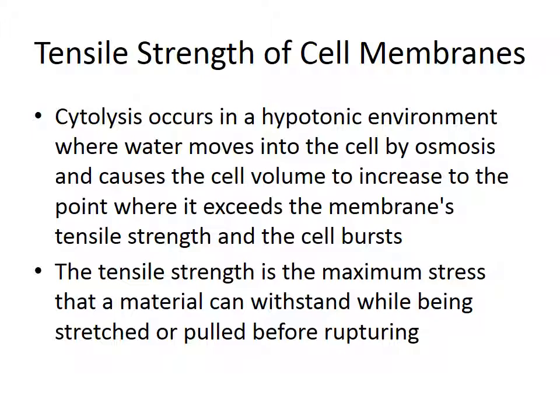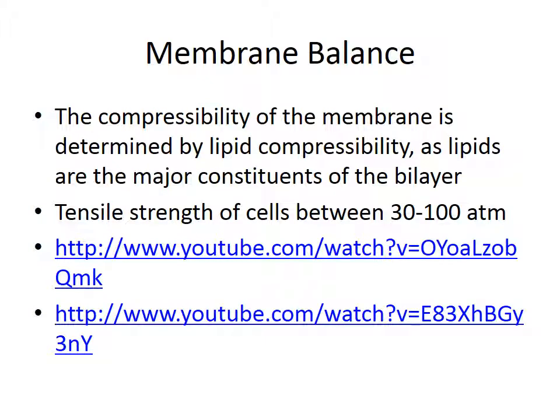But the tensile strength of the membranes actually prevents that. Cytolysis occurs in a hypotonic environment when water moves into the cell by osmosis and causes the cell volume to increase to the point where it exceeds the membrane's tensile strength, and the cell bursts. The tensile strength is the maximum strength that a material can withstand while being stretched or pulled before rupturing. The compressibility of the membrane is determined by lipid compressibility, as lipids are the major constituents of the bilayer.